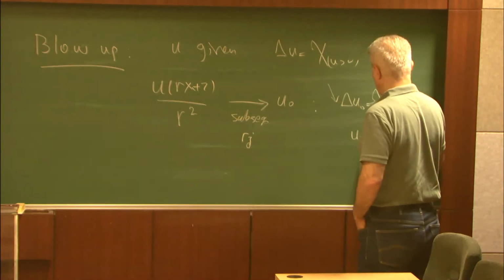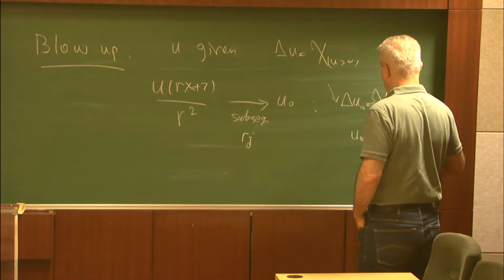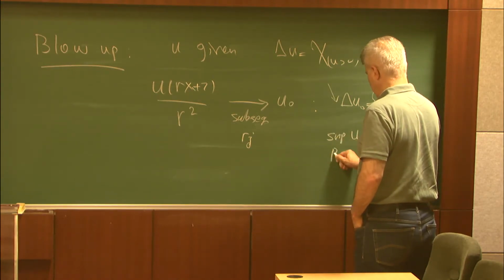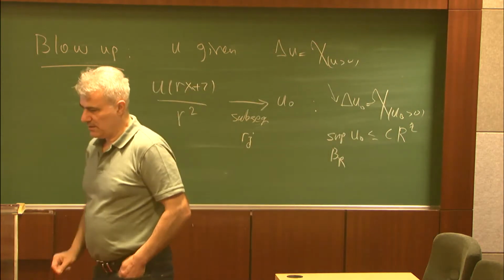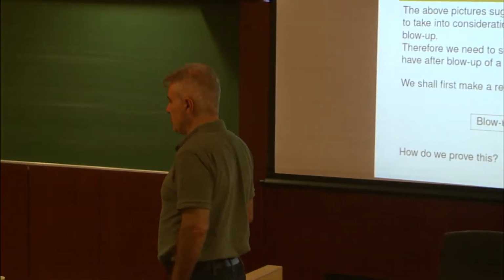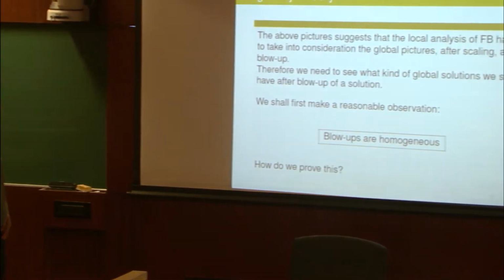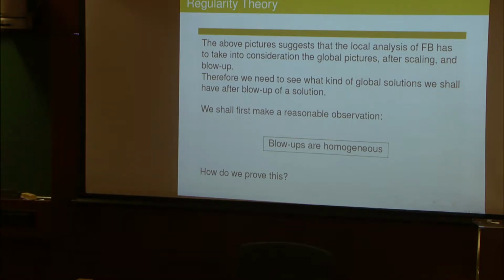And then we know that u0 is also less than r squared. So trivial dipole radius r. So we shall see now that when I do this scaling, the limit function u0 will actually be a homogeneous function. Once we have that, then we have probably a simpler proof.